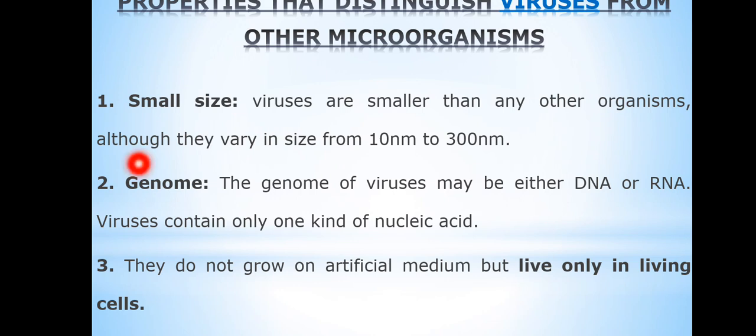Two, the genome, the genetic information of a virus. The genome of a virus may either be DNA or RNA. So viruses can contain only one kind of nucleic acid. It simply means that inside their genome, inside the nucleocapsid, they can have either DNA or RNA. It doesn't mean that both exist at the same time. They can only have one kind at a time. A virus can either be a DNA-containing virus or an RNA-containing virus, not both.